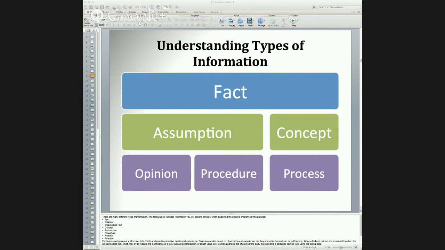The computer system is too hard to learn. What is this? It is an opinion. Why? Because the computer system is too hard to learn in your view. That's what you think, but it may be easy to learn in somebody else's view. So it is an opinion. It is not a fact. But what is an opinionated fact?